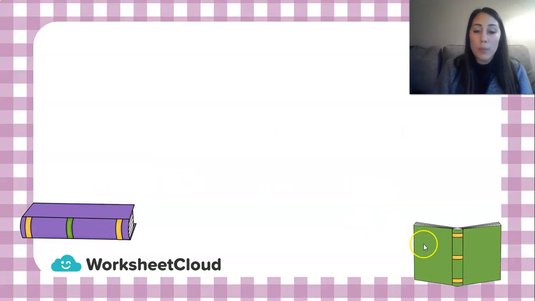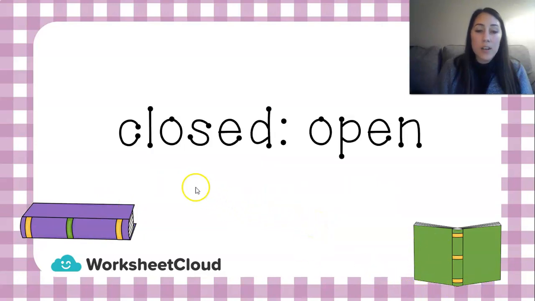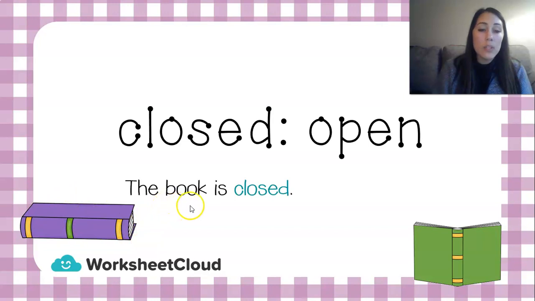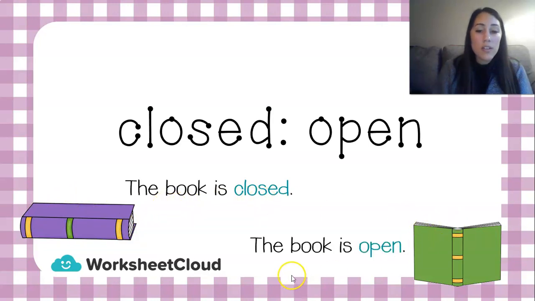Here we've got a purple book and a green book, and our next set of antonyms are closed and open. So this book looks like it's closed. The book is closed. The book is open. So closed and open are antonyms or opposites.